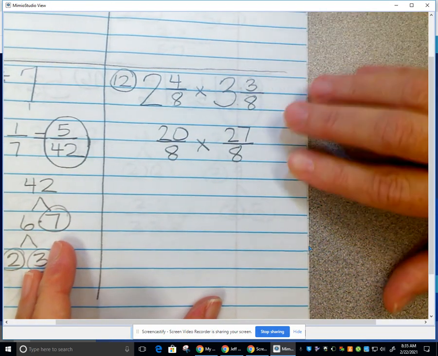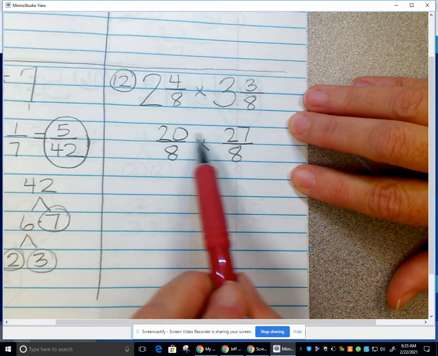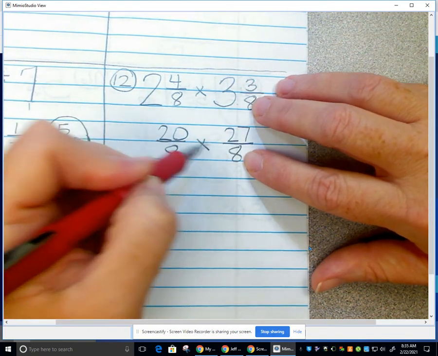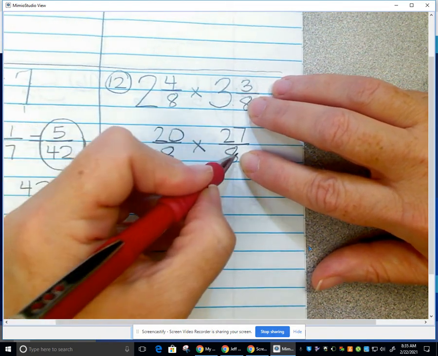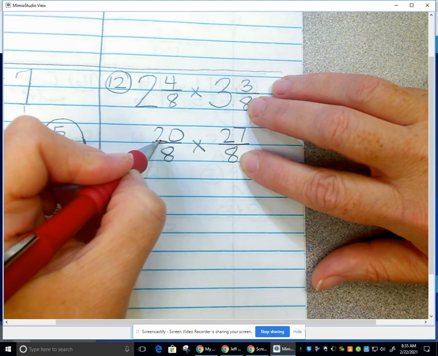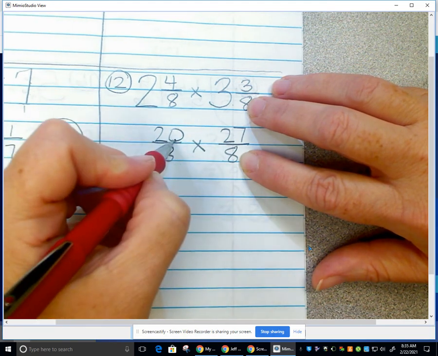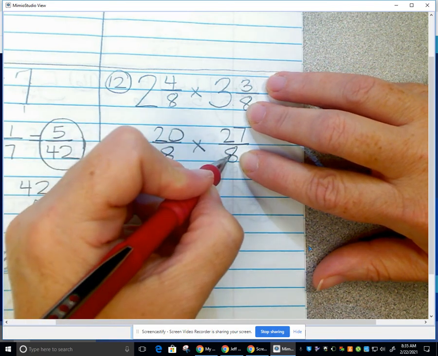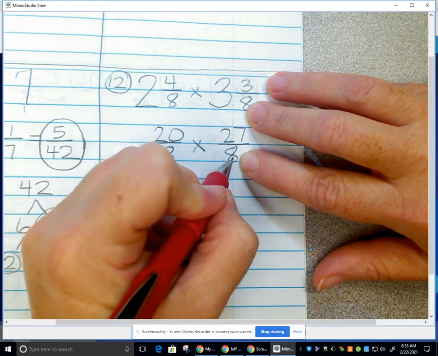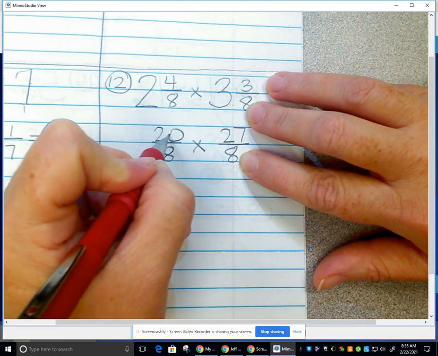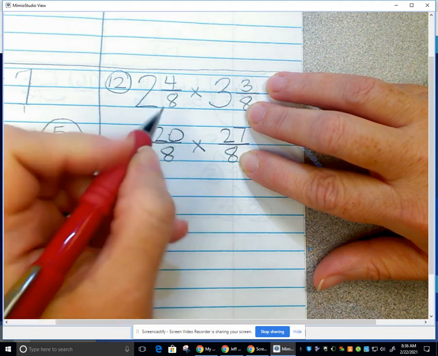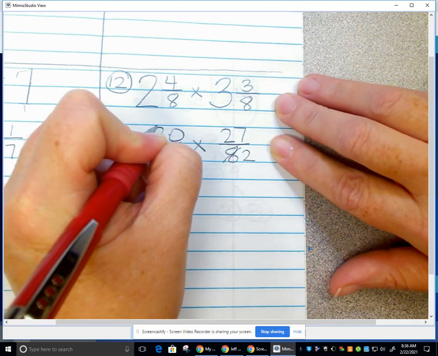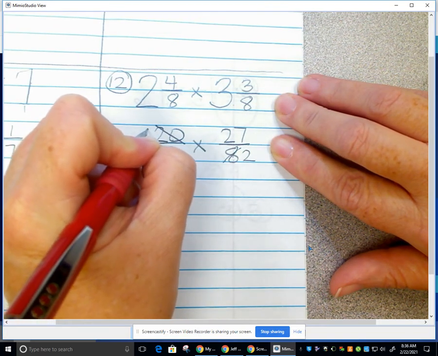Do you see any cross canceling that I could do? Because if I multiply across, these are pretty big numbers, 20 times 27. 20 and 8. 8 won't go into 20, but 2 would go into 8 and 20. Can you think of something else that would go into 8 and 20? What about 4? 4 goes into 8 and 4 goes into 20. Remember, if I do this number, I must also do this number. If I don't, it won't work out right. So 8 divided by 4 is 2. 20 divided by 4 is 5.